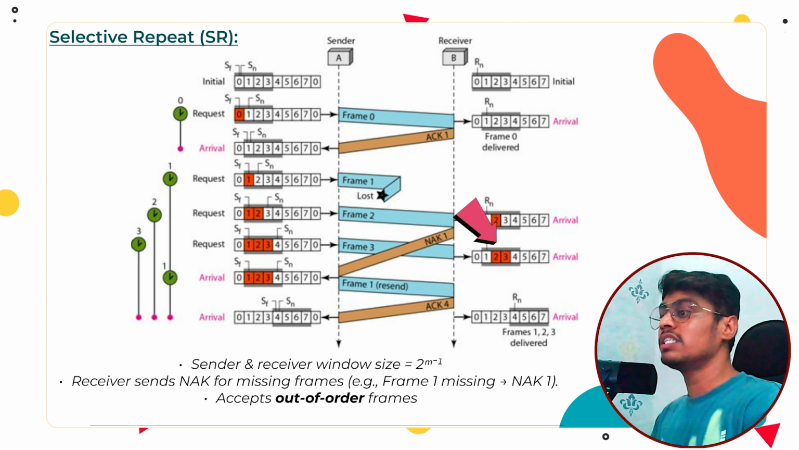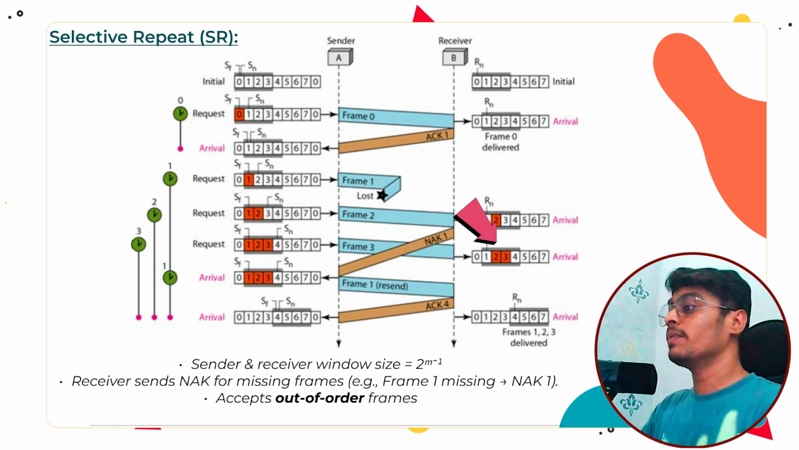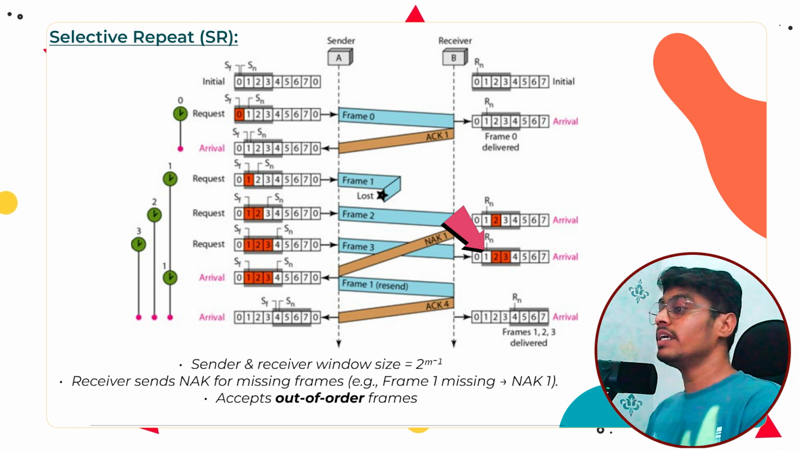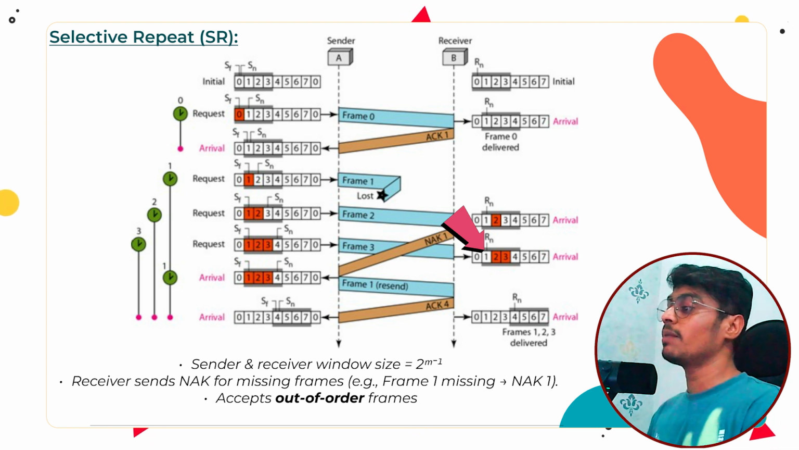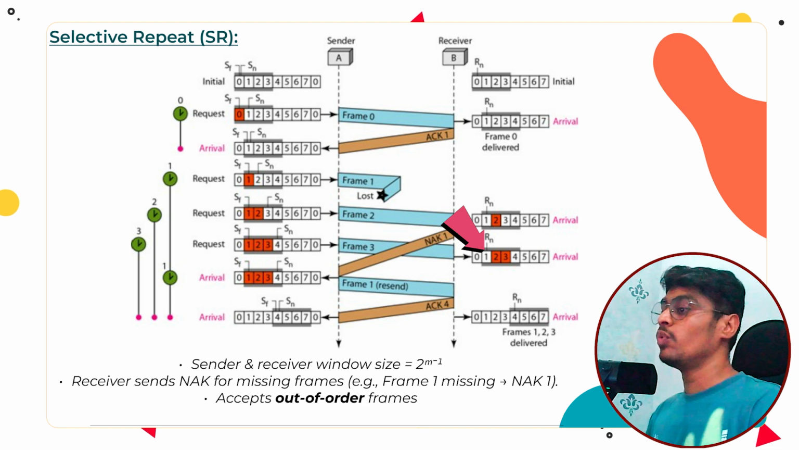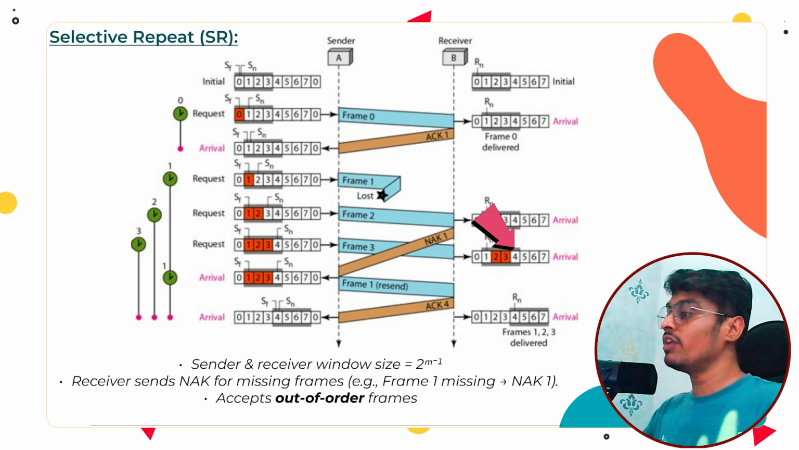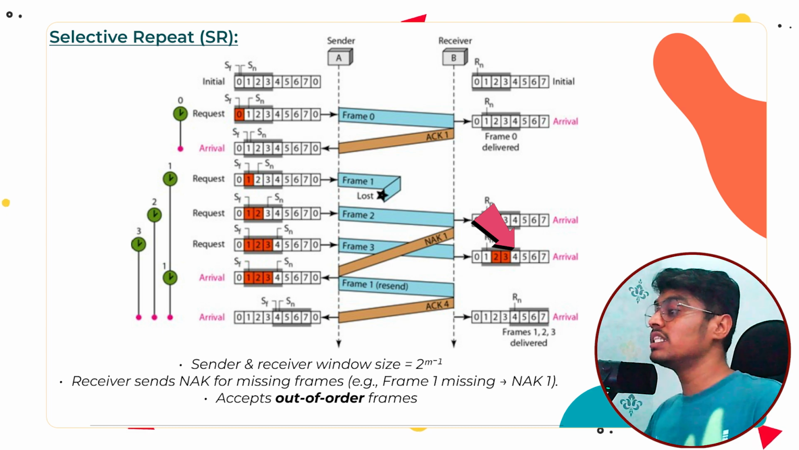In Go Back N, the receiver window size was 1. So if frame 1 didn't come first, frames 2 and 3 wouldn't be accepted. But here the receiver window size is big, so it allows these frames. It says okay, come in, but the receiver is still expecting frame 1. It doesn't mean that the receiver will forget about frame 1 just because frames 2 and 3 arrived. Frames 0, 2 and 3 have arrived, and frame 4 will also arrive later, but the receiver still wants frame 1.